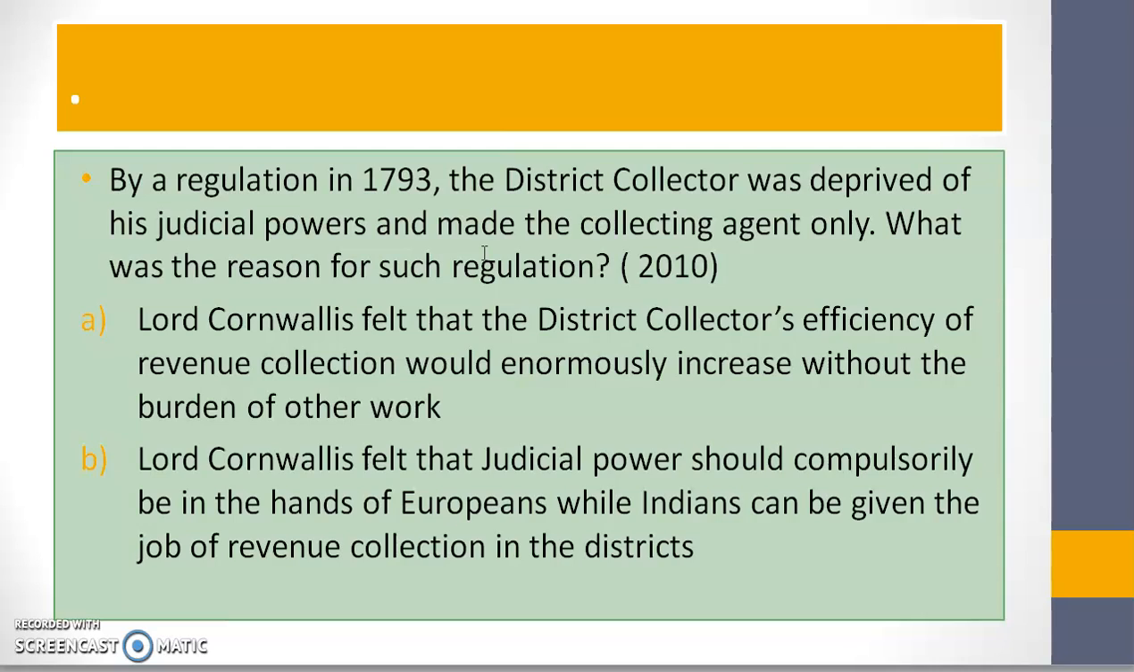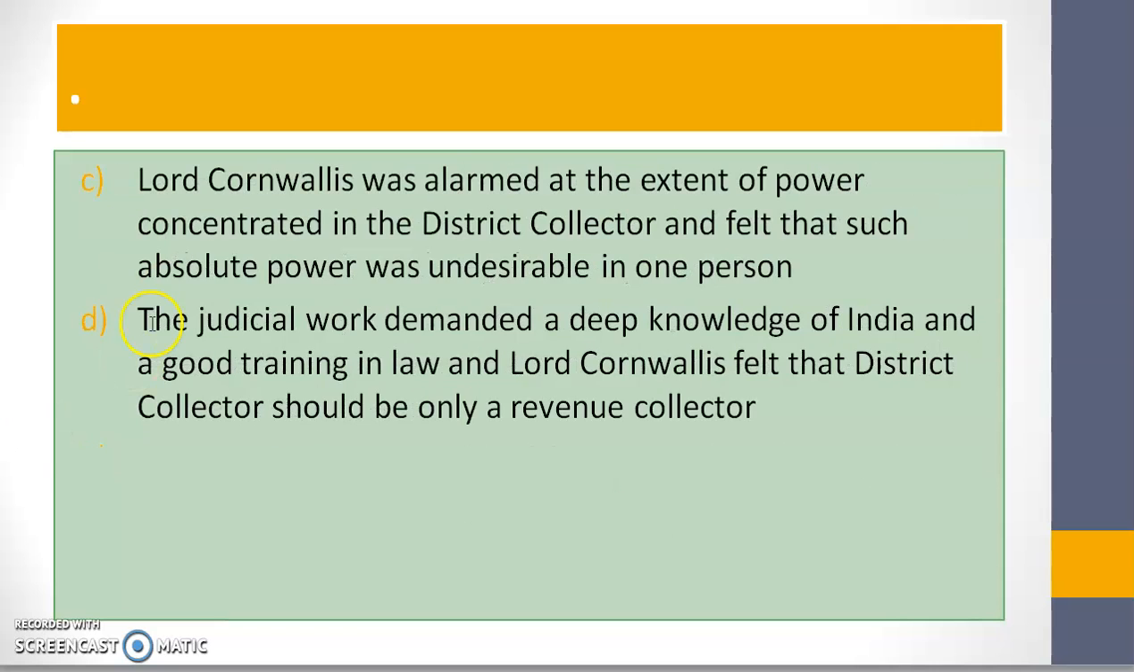Option A, Lord Cornwallis felt that district collectors' efficiency of revenue collection would enormously increase without the burden of other work. Option B, Lord Cornwallis felt that judicial power should compulsorily be in the hands of Europeans while Indians can be given the job of revenue collection in the districts. Option C, he was alarmed at the extent of power concentrated in the district collector and felt that such absolute power was undesirable. And option D, judicial work demanded a deep knowledge of India and a good training in law, and Lord Cornwallis felt that district collector should be only a revenue collector.